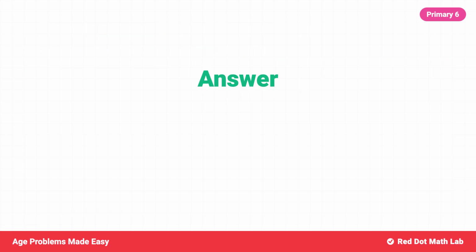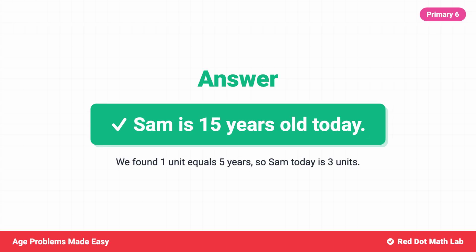Let's state the answer clearly. 1 unit is 5 years, and Sam today is 3 units. Sam is 15 years old today.